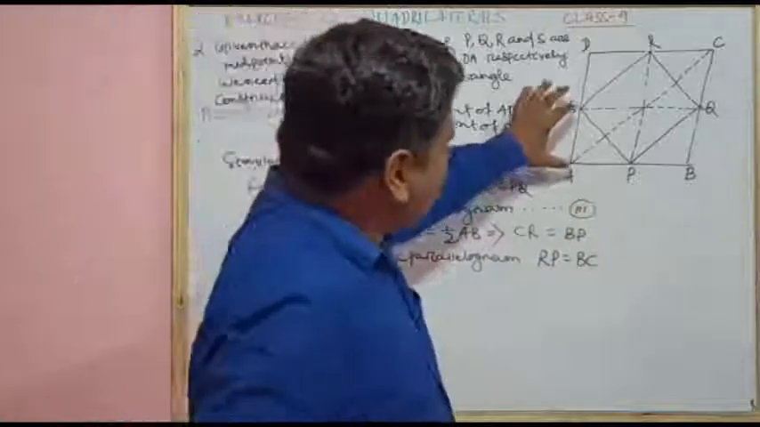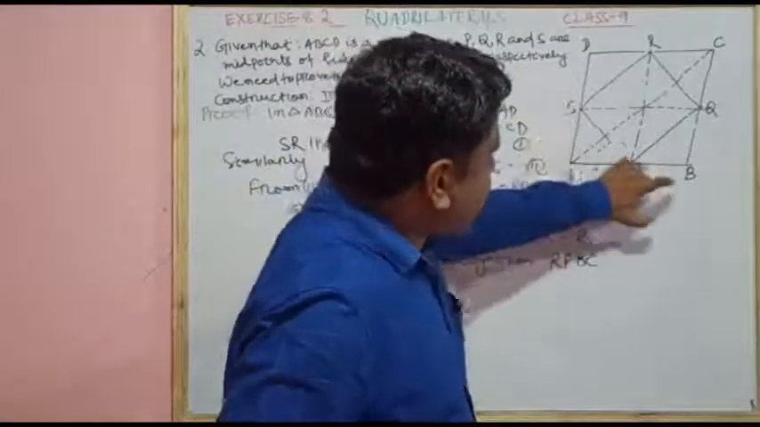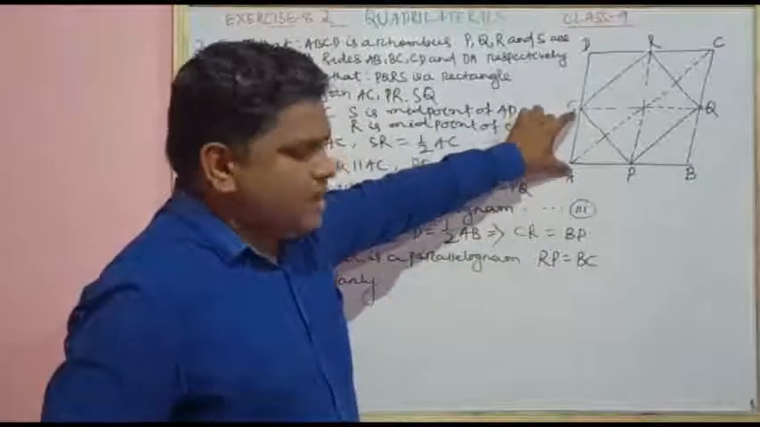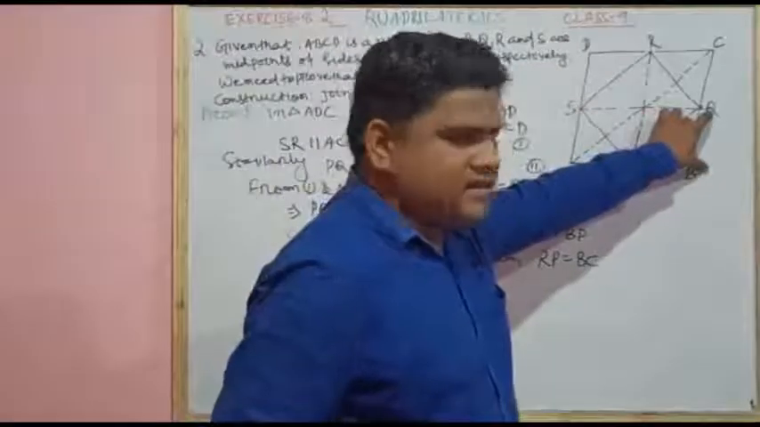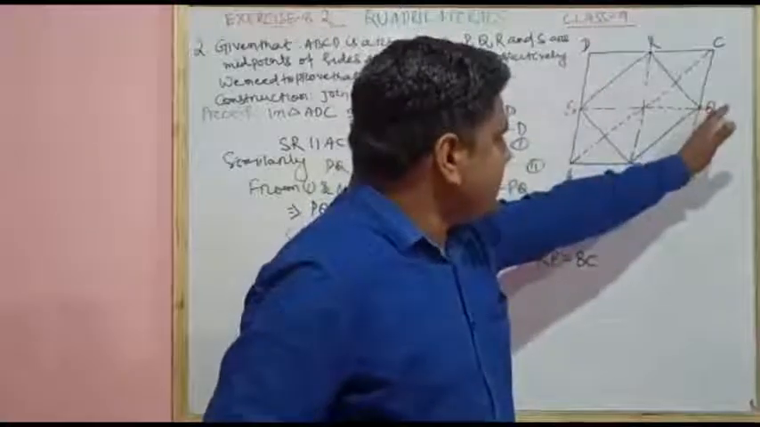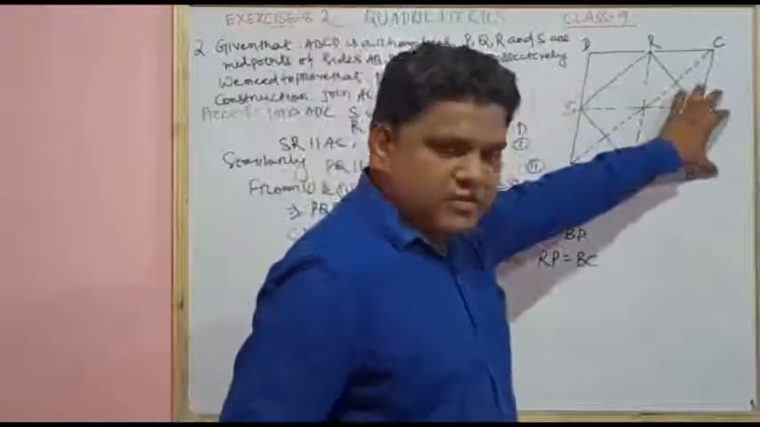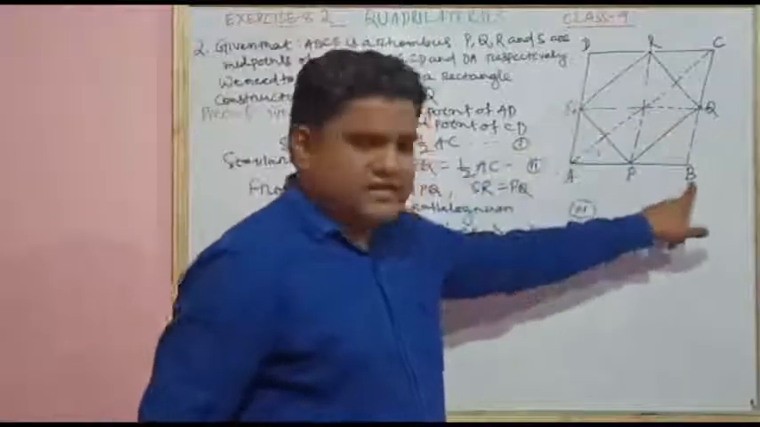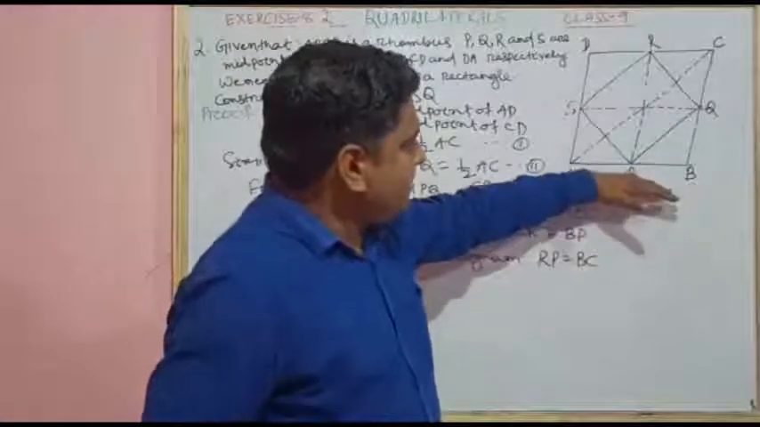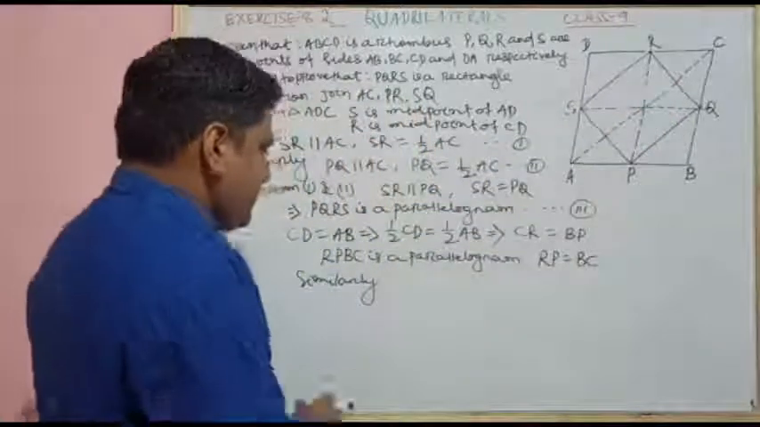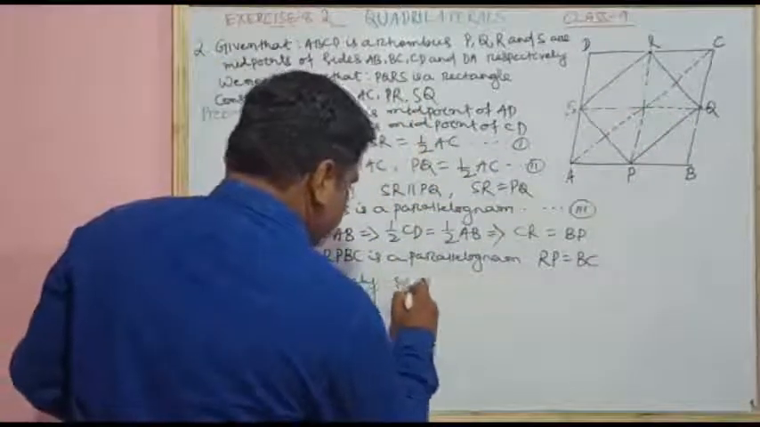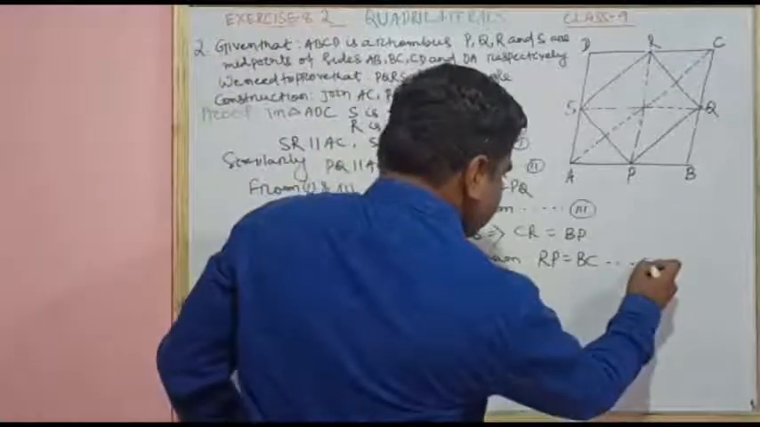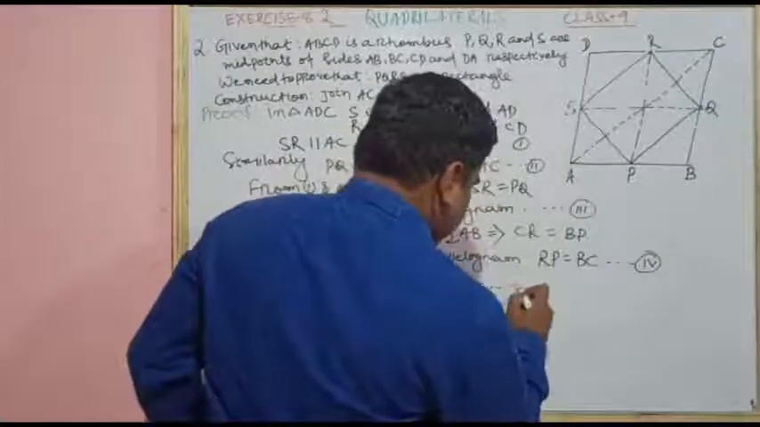see here, in quadrilateral SABQ, S is the midpoint of AD, so AS is equal to half of AD and this one is half of BC, and AD and BC are equal, so we can write AS is equal to BQ and AS is parallel to BQ. So ASQB is a parallelogram, hence we can write AB is equal to SQ. So similarly we can write SQ is equal to AB. Let it be equation 4 and this is equation 5.